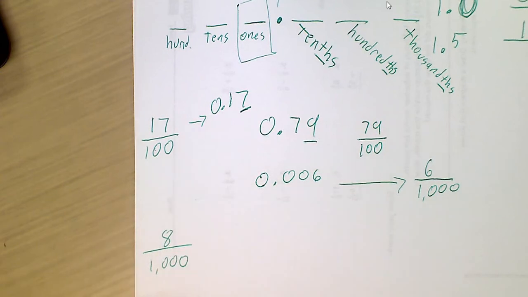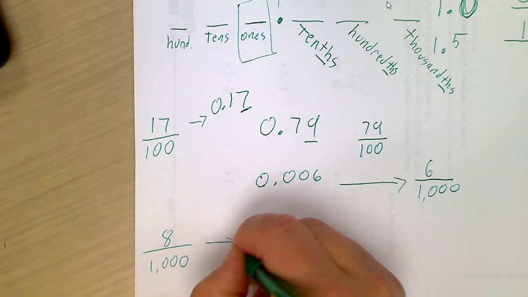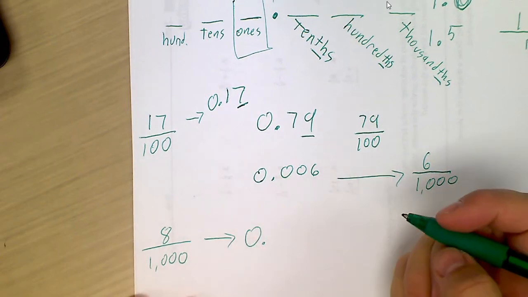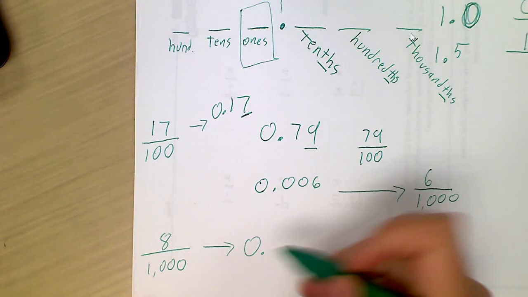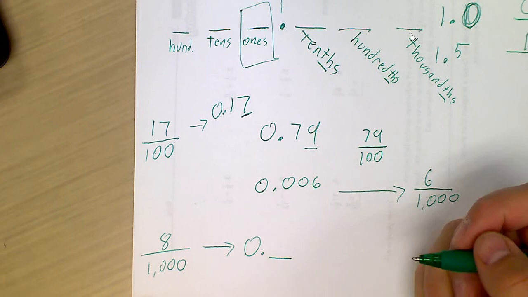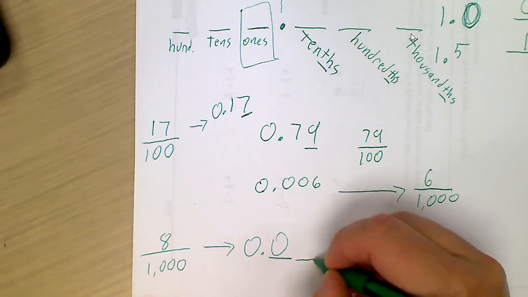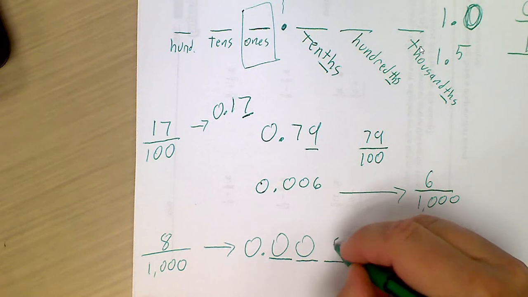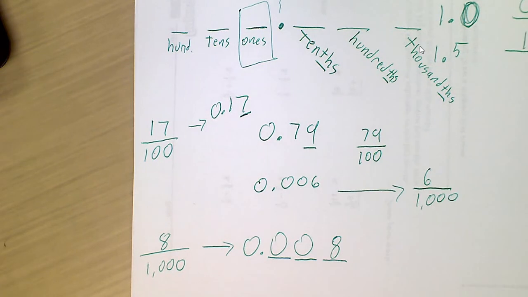What about this? How would I write that as a decimal? 0 point. It's just like the 6. Where should this 8 go? In the thousandths. Right, so is this the thousandths? No. Is this the thousandths? Yes, so it should go there, right? That's how you do these.